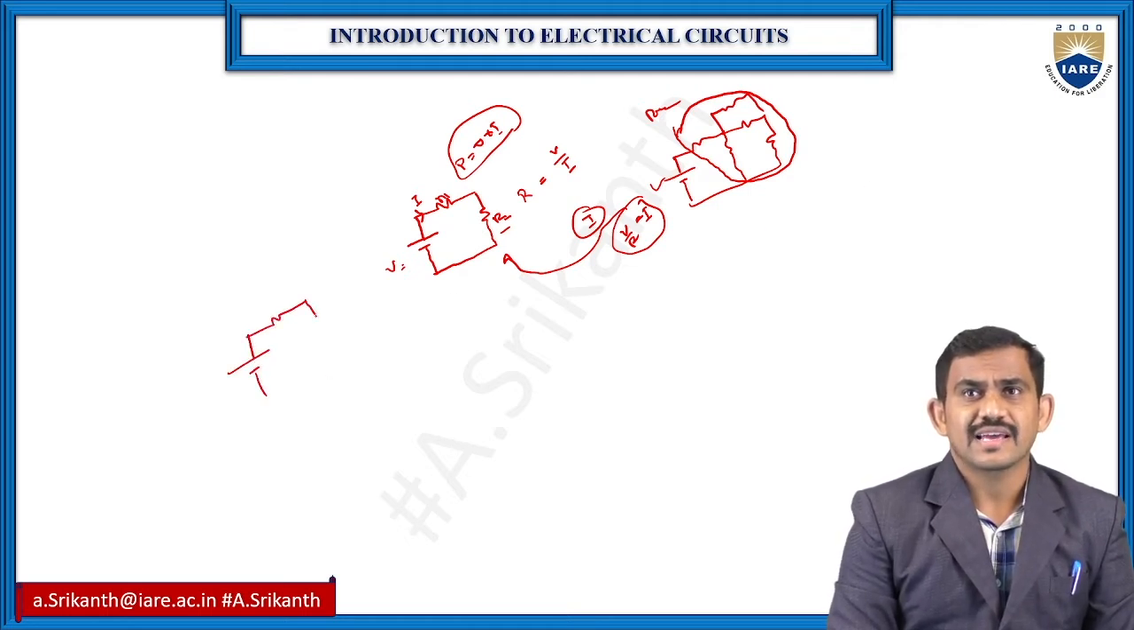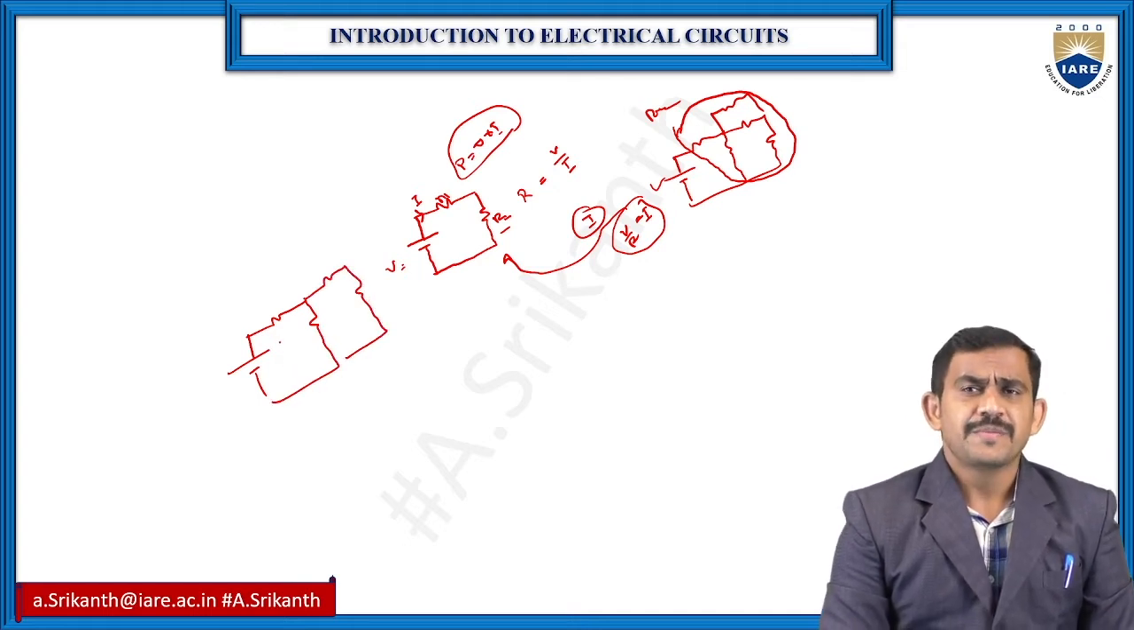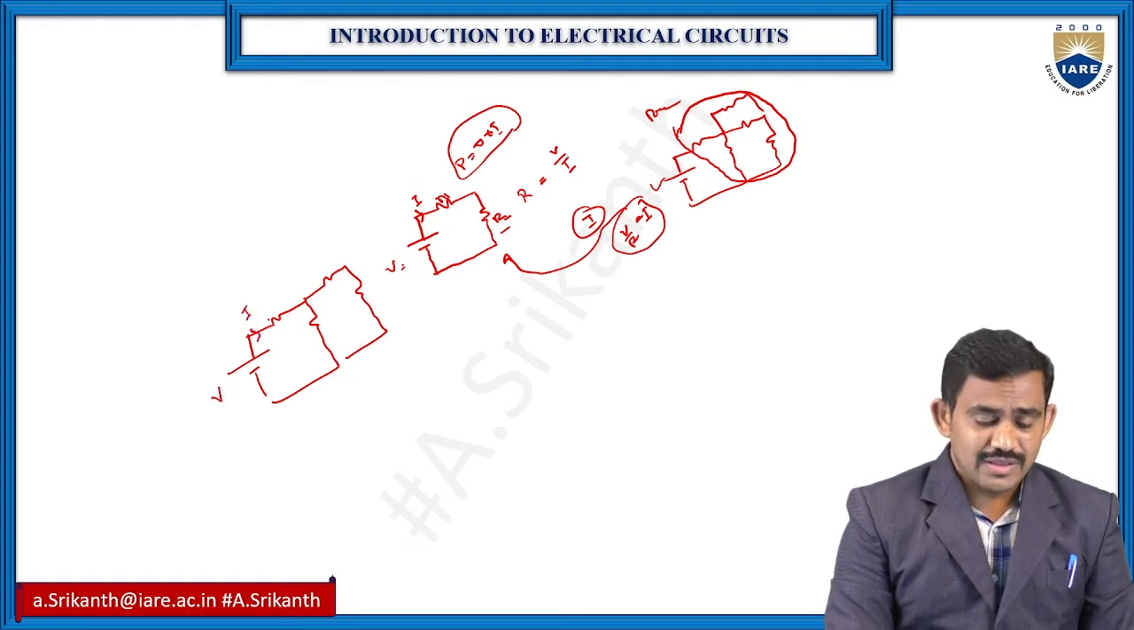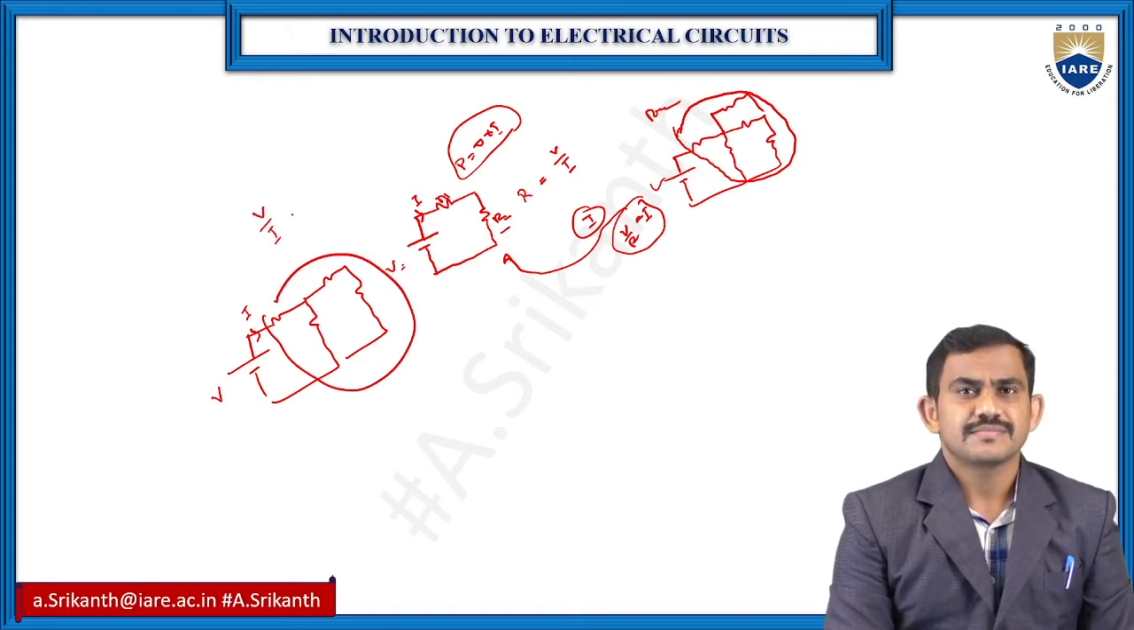So here I have n number of resistors connected in series or parallel or any other manner. Here I have the I value and I have the V value. So I want to find out the equivalent resistance, you can go for V by I directly.